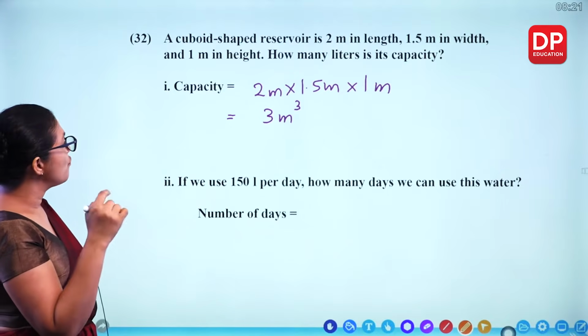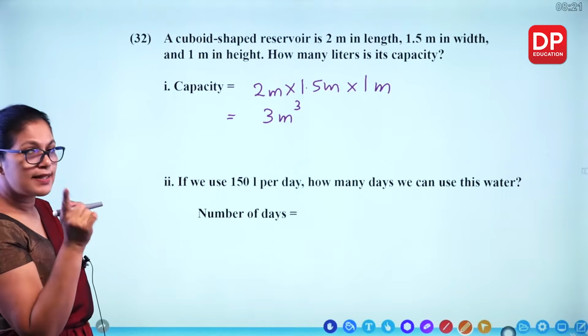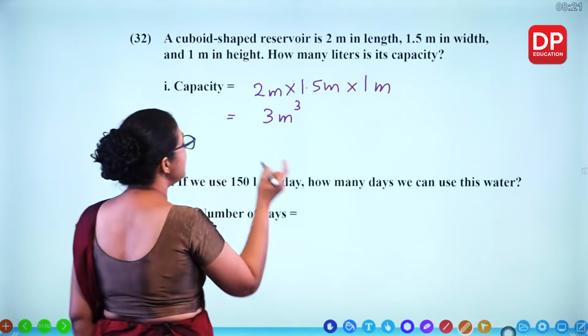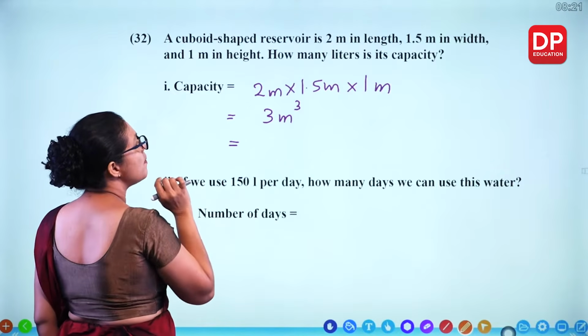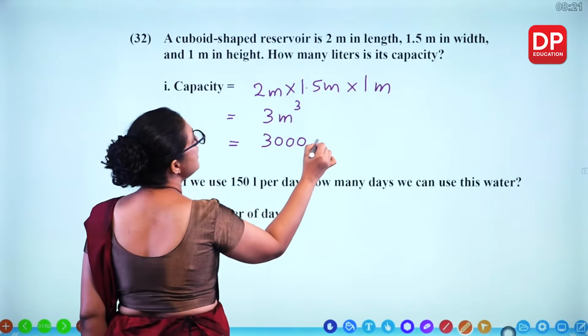Now you are asked to find out how many liters. What's the relationship now? 1 cubic meter is 1,000 liters. So 3 cubic meters is 3,000 liters.